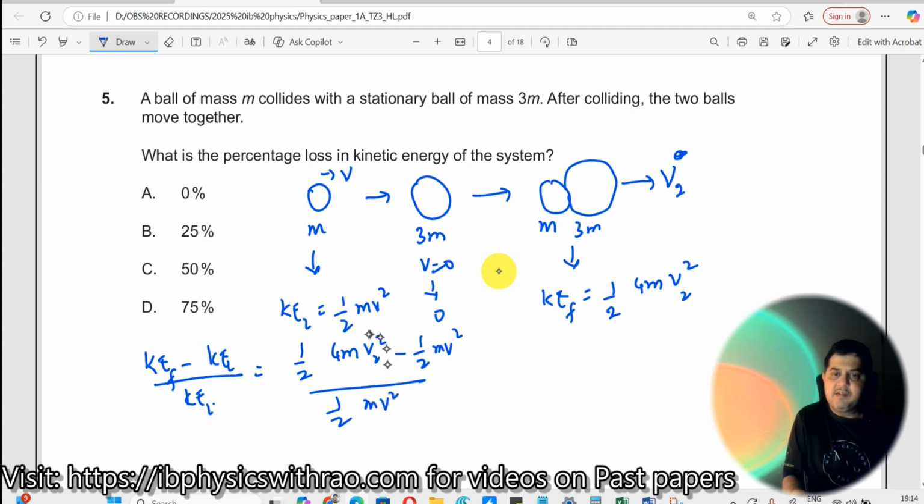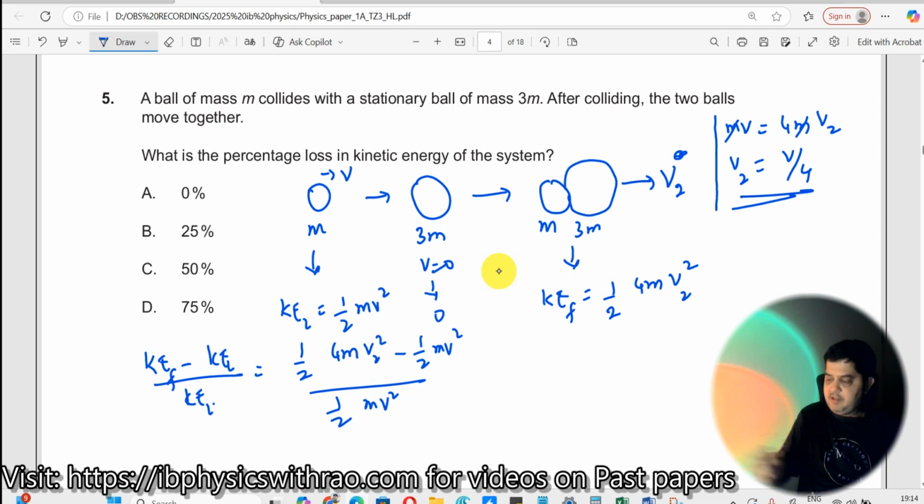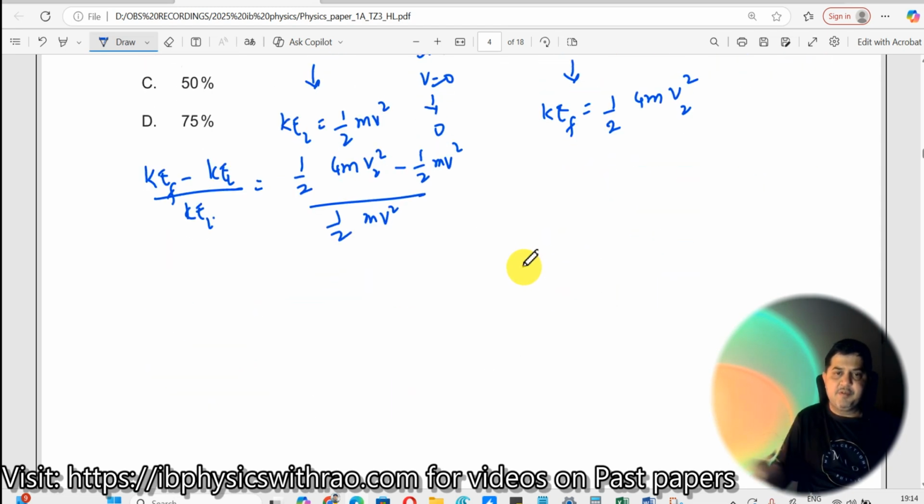But you know, we have this v2. As I already told you, whenever it's a collision, conservation of momentum should be applied. So how do I apply it? This is m into v, your initial momentum. What's your final momentum? m plus 3m, 4m, multiplied by v2. m and m go away. You get v2 is equal to v by 4. So we have got an expression for v2, and we will substitute it over here.